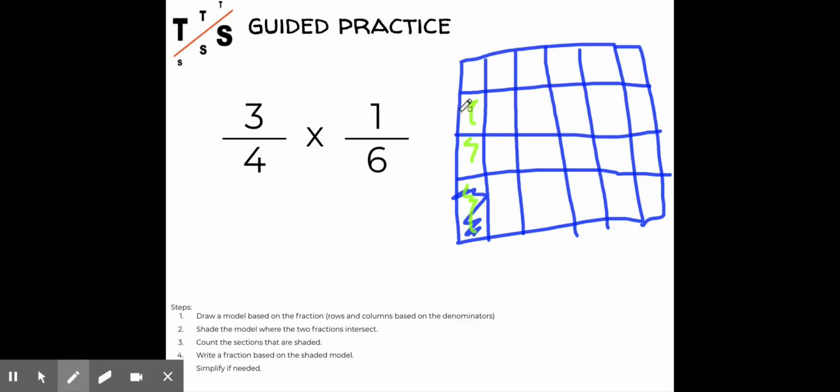And now I count my total that I have shaded, which is 1, 2, and 3, out of the total that I have, which is 1, 2, 3, 4 times 1, 2, 3, 4, 5, 6, which is 24. So my answer is 3/24, which can be simplified. 3 can go into 3 one time, and it can go into 24 8 times. So my answer is 1/8.